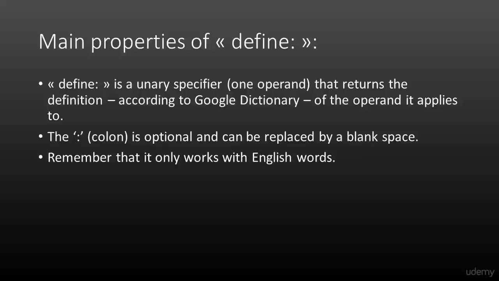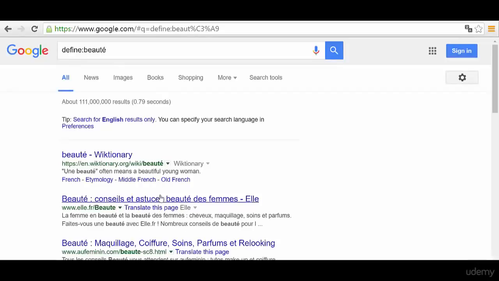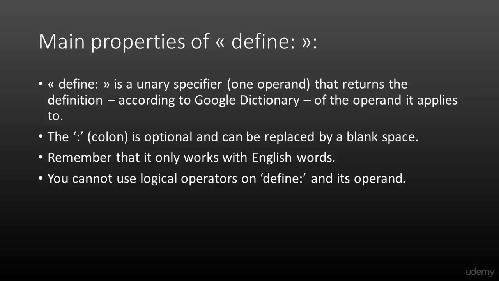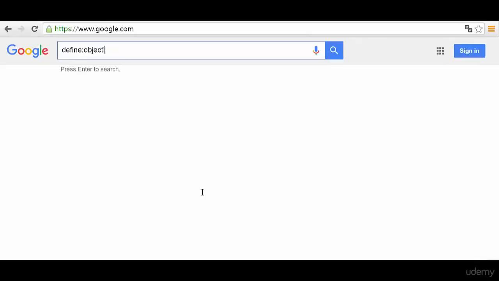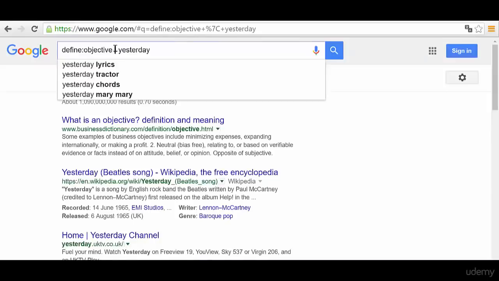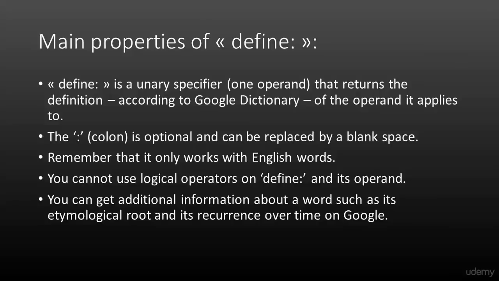Remember that the define shortcut only works with English words. You cannot use logical operators when you use the define shortcut, otherwise it's going to break its functionalities. When you use the define shortcut, it's going to provide you with more information about the word. You also can get additional information about the word, such as its etymological root and its recurrence over time on Google.